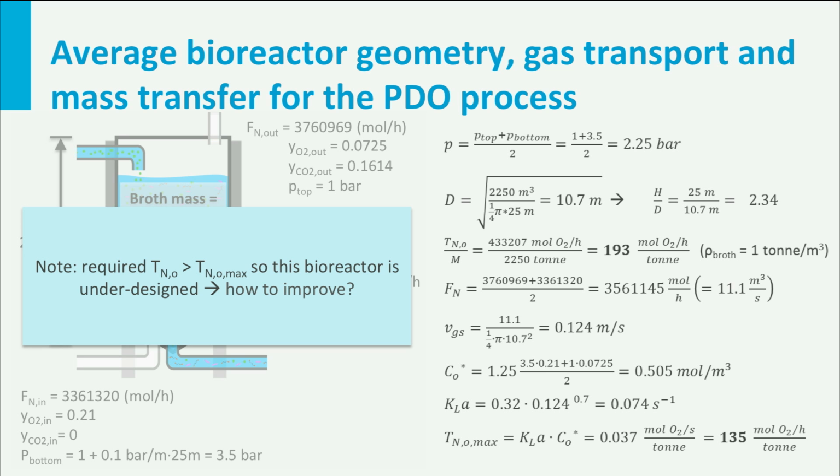It is noted that in this example the required oxygen transfer rate cannot be met by the gas flow and the pressure settings, so the bioreactor is under-designed. I invite you to think about suggestions how to overcome this issue.